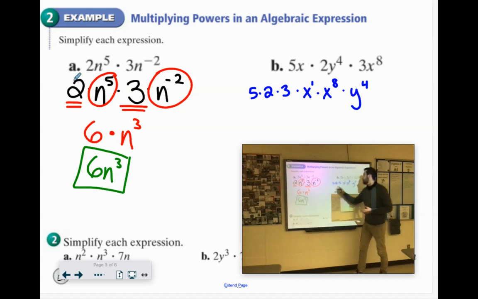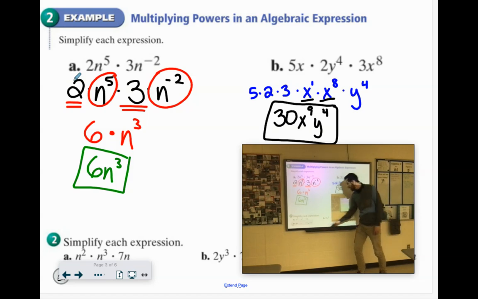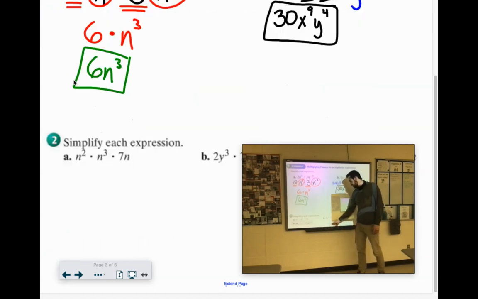So let's try this out. 5 times 2 is 10, times 3 is 30. We have x times x to the eighth, add the exponents, x to the ninth, and y to the fourth is our only y. Is it in alphabetical order? You bet it is. We know our alphabet, Mr. Plant. Come on now.